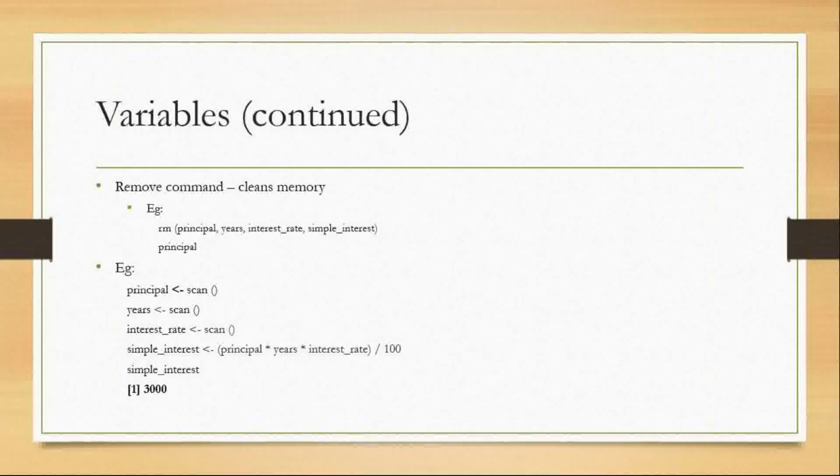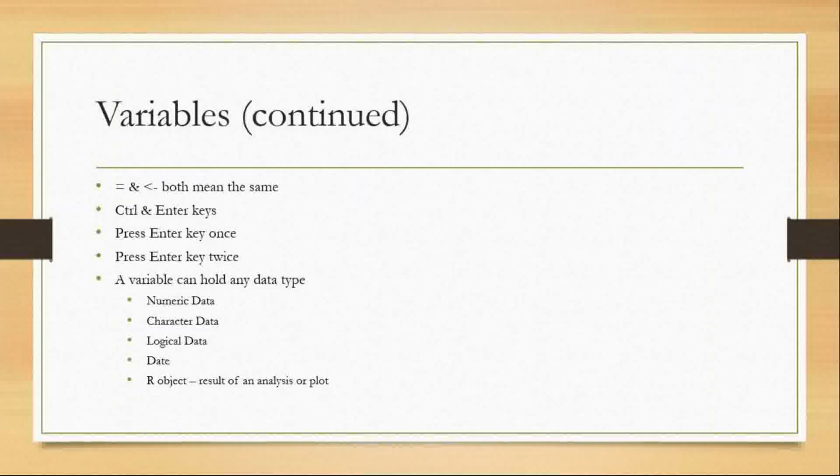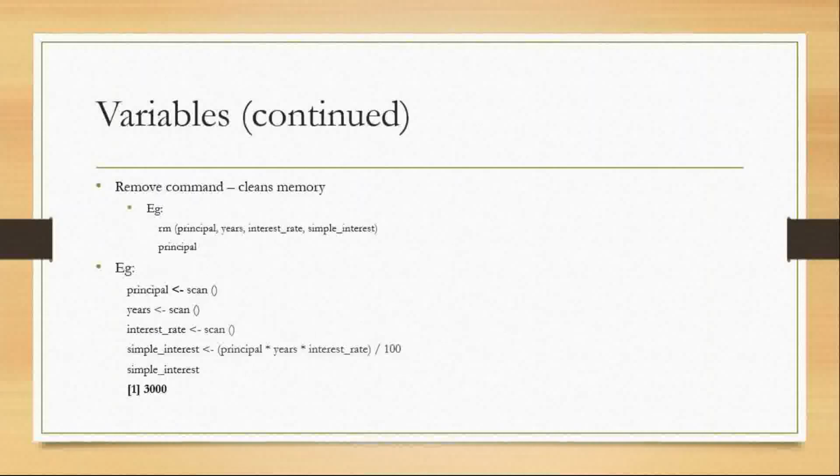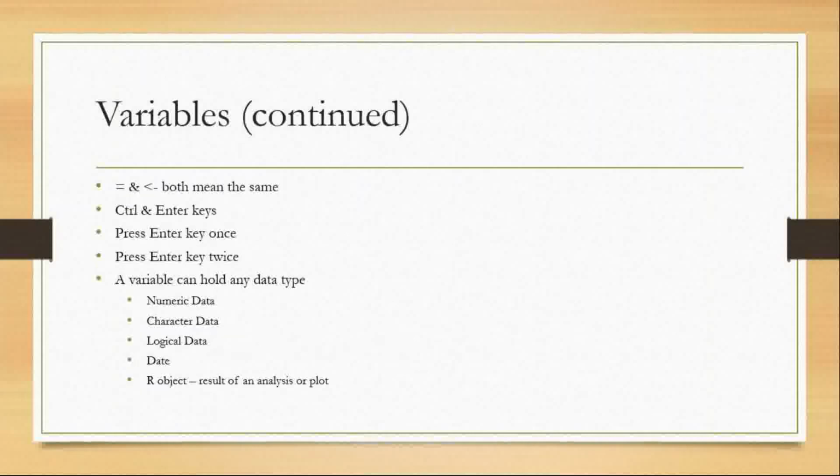The same example I have written in such a way that we receive input from the keyboard, that is, giving dynamic inputs. I have used the equal to sign in the example shown. We can also use the arrow sign, that is, less than symbol followed by hyphen. You can see that used in this example. Both mean the same. In R, in fact, it's the arrow sign, less than and hyphen, which is most commonly used.